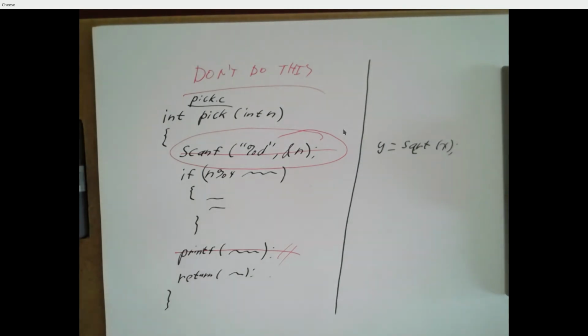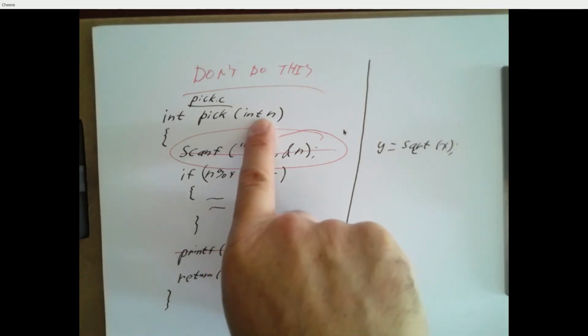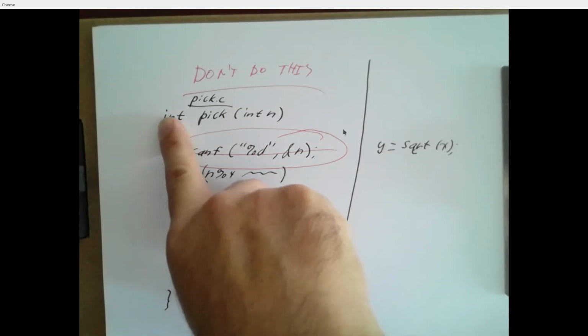So go back to the specification. If it doesn't say print, don't print. If it doesn't say do something with input, don't do something with input. And pick just reads an argument from the argument list that you pass to it, returns an integer. It's a silent function. Most of our functions will be silent.